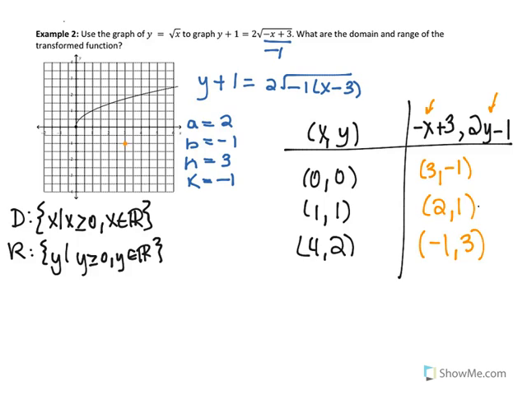So we have a point at 3 and -1, we have a point at 2 and 1, and we have a point at -1 and 3. So our graph looks like that. So our new domain is x needs to be less than or equal to 3.